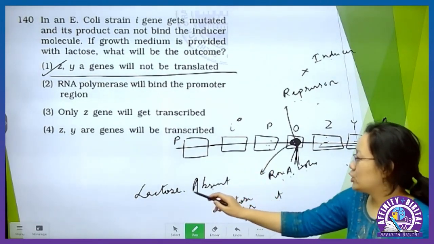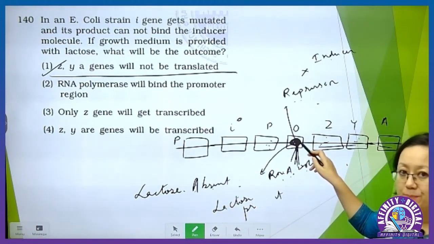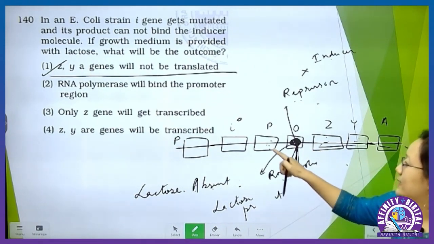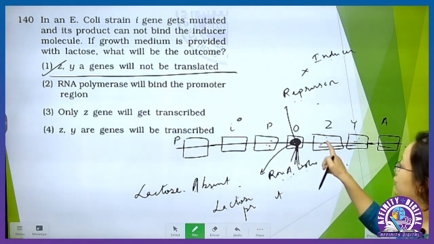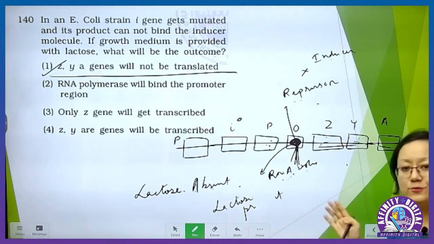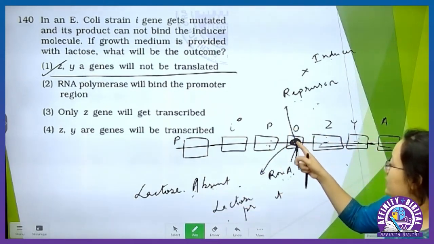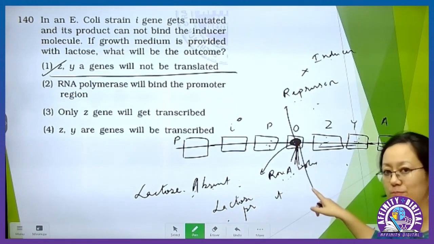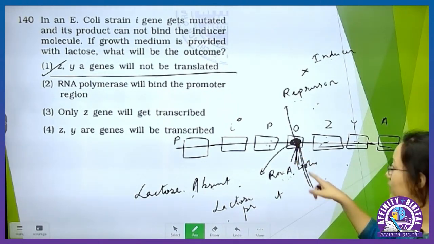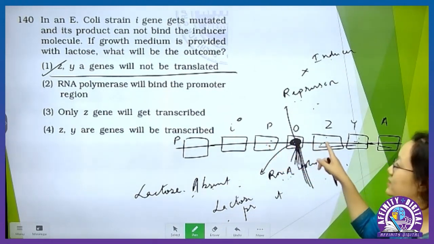What happens is, when lactose is absent, the repressor protein goes and binds to the operator. When it binds to the operator, RNA polymerase cannot bind to the promoter, so the structural gene cannot be transcribed. No lactose, no enzyme, fine. But when lactose is present, lactose, the inducer, should remove this repressor protein. RNA polymerase should then bind to the promoter, and transcription should occur.